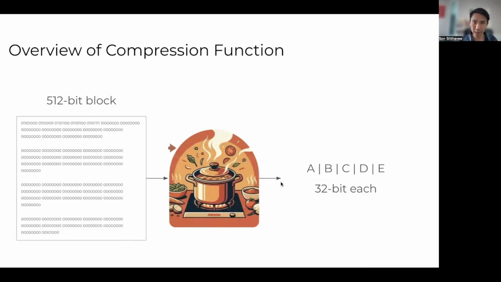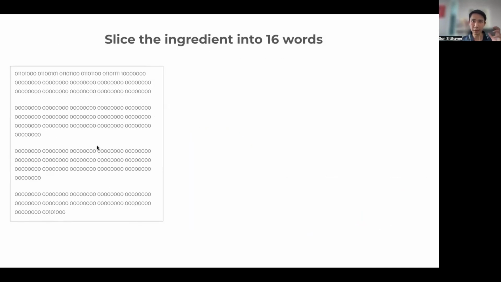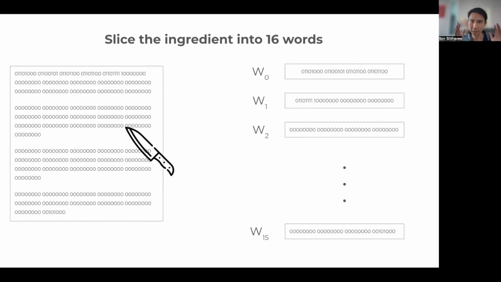Okay, so how does the compression function work? Last time we talked about how we have the ingredients that we cut into 512-bit blocks and then put into the oven. Right now we're going to dig into that oven, see what it does, and then output the A, B, C, D, E five groups that we concatenate together. Once we get a 512-bit block, we cut it into 16 words, word 0 to word 15. As you can see, we just cut it directly. It's a very simple process. Now we have the 16 groups.